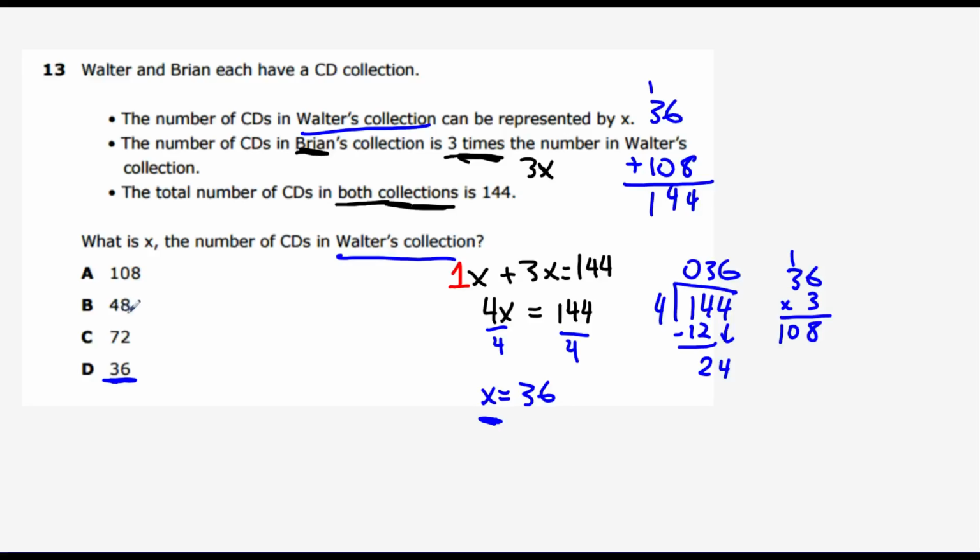If you had picked 48, if we had mistakenly said Walter had 48, don't write this part down, then 48 times 3 is 144. That would mean Brian had 144 all by himself. So together could they have that? No, that's too much. So don't pick this one. It seems good, but when you check it, you realize that doesn't make any sense. Okay?